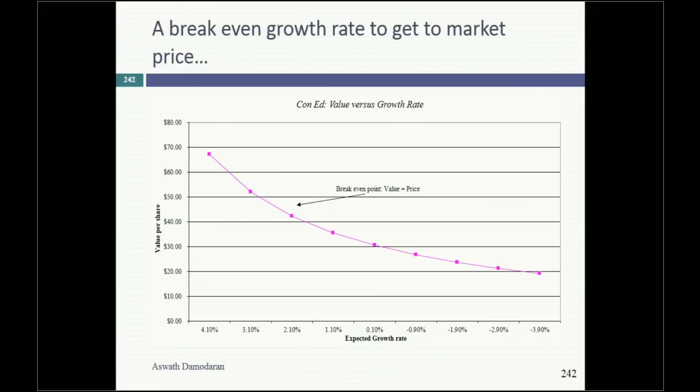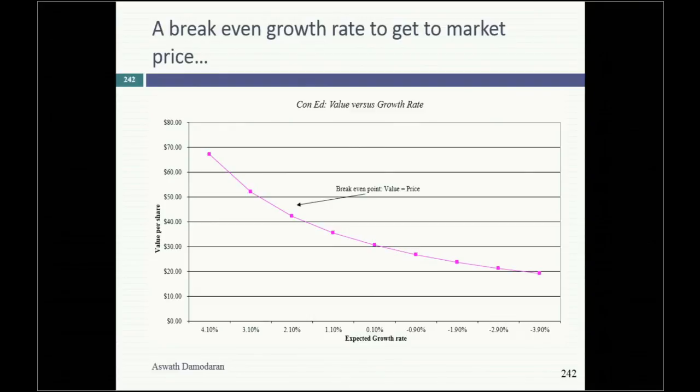It's actually an interesting exercise to always do after evaluation is ask what would the growth rate need to be for the value per share to be roughly equal to the price per share. In this case, the growth rate would have to be like 2.03%. How am I going to use that? I have almost no margin for error, right? I'm not going to go crazy and go buy 100,000 shares or 1 million shares of Con Ed because at my value, I'm close enough to the price.